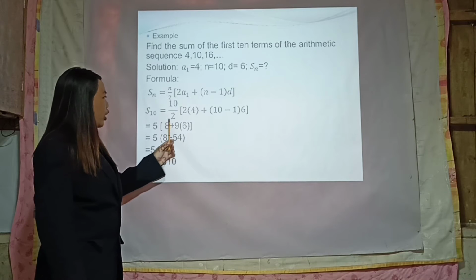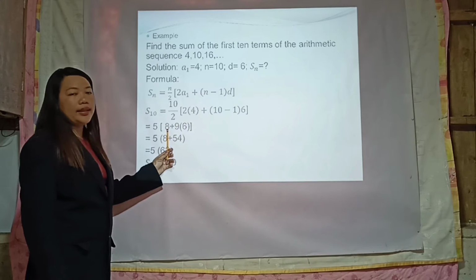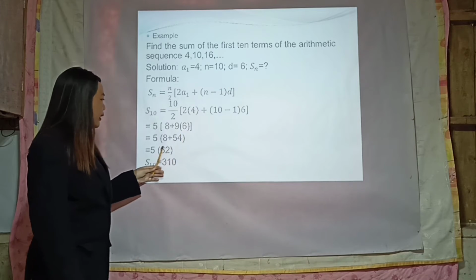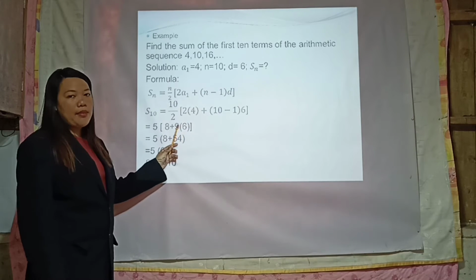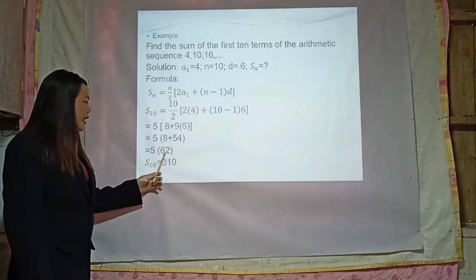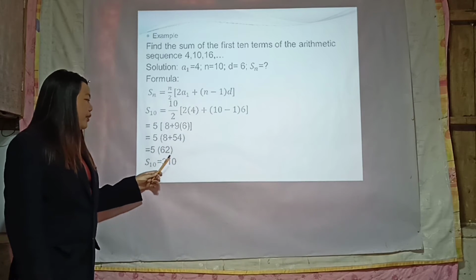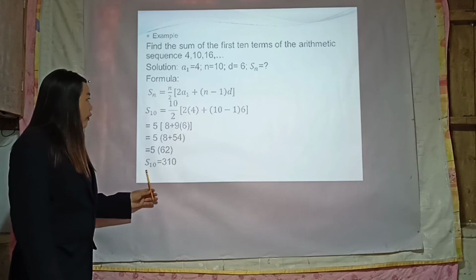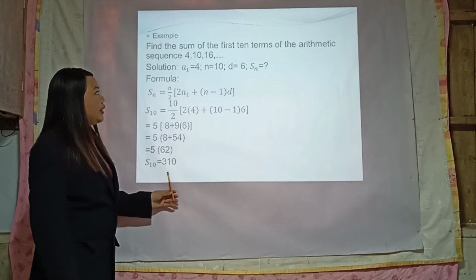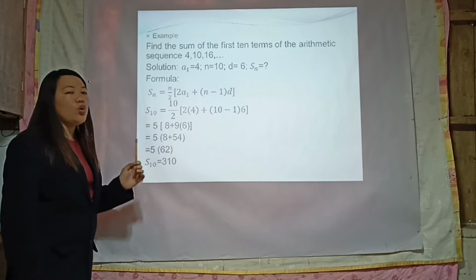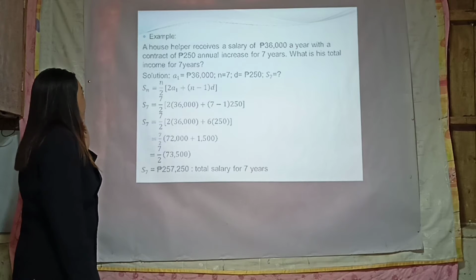So 2 times 4 is equal to 8. And 10 minus 1 is equal to 9, then times 6. So 6 times 9 is equal to 54. So 54 plus 8 is equal to 62. Then 62 times 5 is equal to 310. Therefore, the sum of the first 10 terms of the arithmetic sequence is equal to 310.